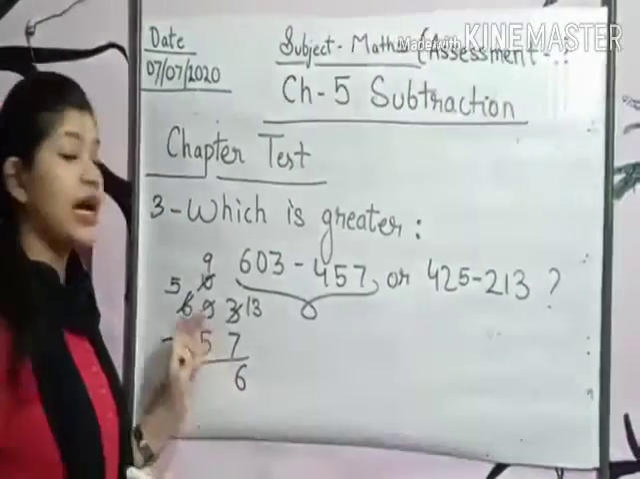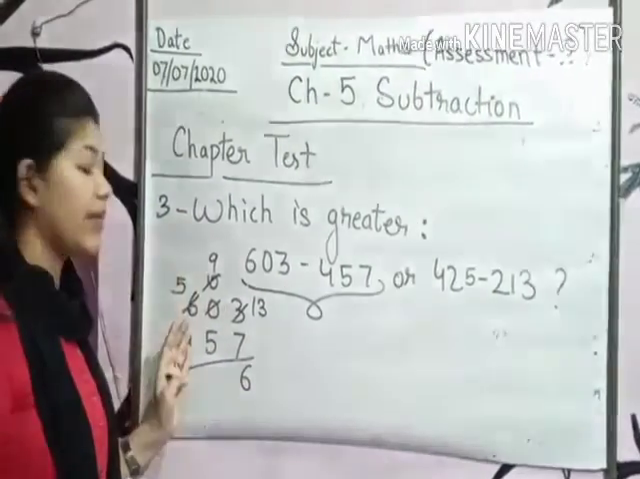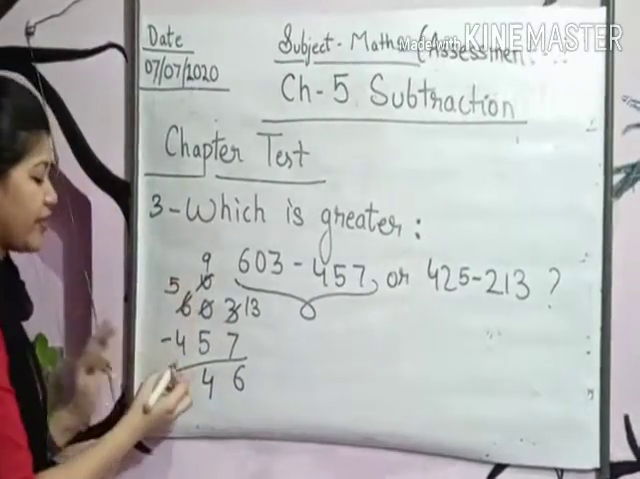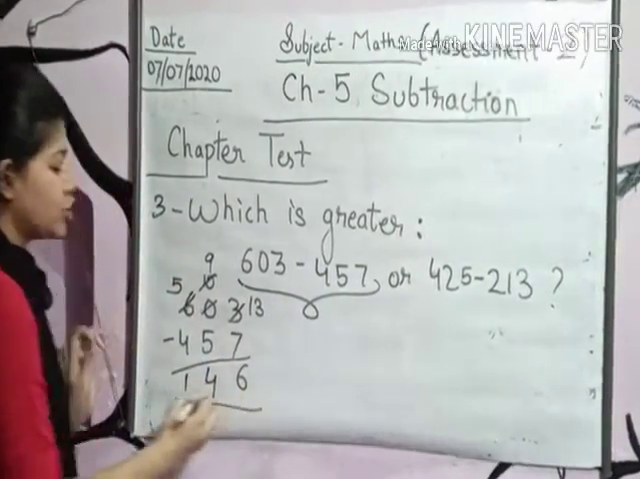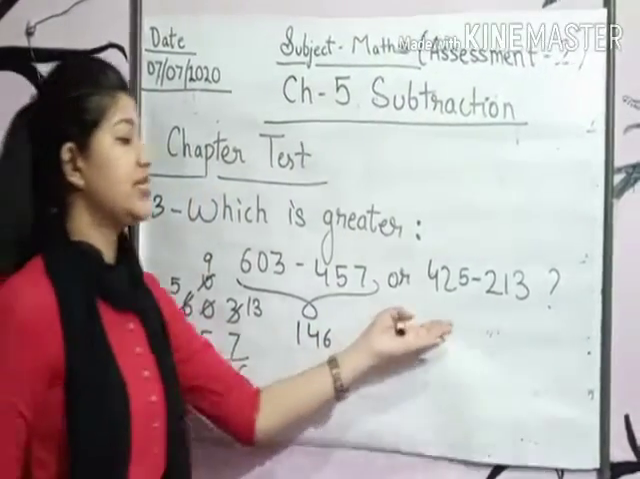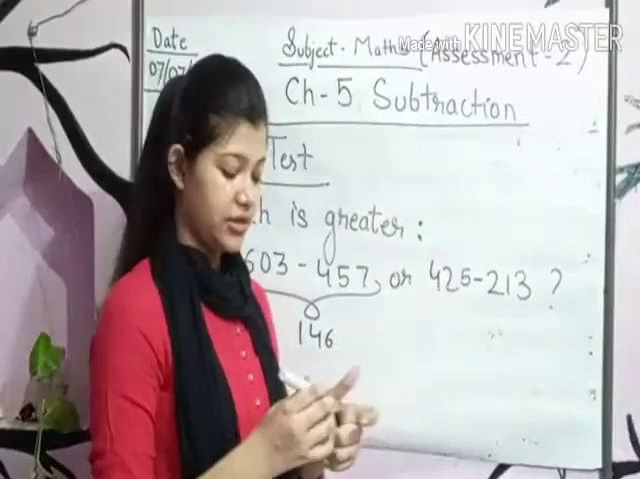Yes. Now let's come to tens column. 9 minus 5 is equal to 4. So we will write 4. Now 5 minus 4 is equal to 1. So what we got as a difference? 146. Now let's check right hand side.